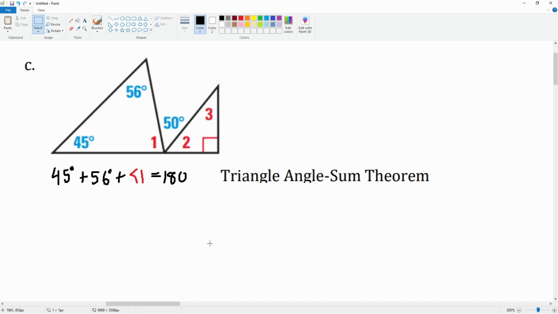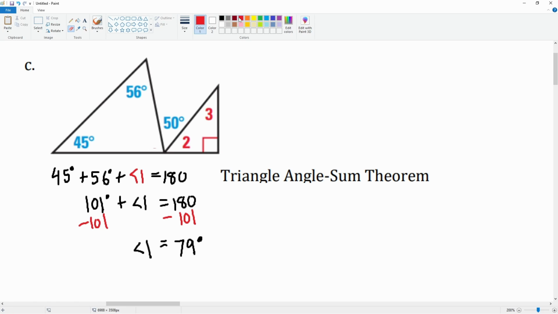So 45 plus 56, this gets me 101. So 101 degrees plus angle 1 is equal to 180. You have to subtract the 101 degrees from both sides, leaving you with angle 1 is equal to 180 minus 101, which equals 79 degrees. Okay, once we know that this is 79 degrees, you can jump into saying angle 2 is equal to 79 degrees. This is wrong.